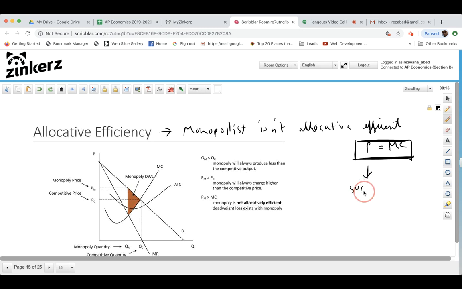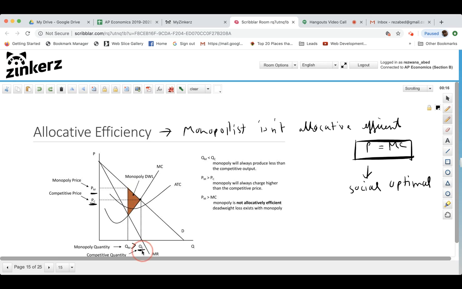So if you produced where price is equal to marginal cost, this would be a socially optimal quantity, which would be over here. And you would be producing this quantity QC and charging this price PC, which is lower than the monopolist's price, and the quantity, of course, is higher than the monopolist's quantity.